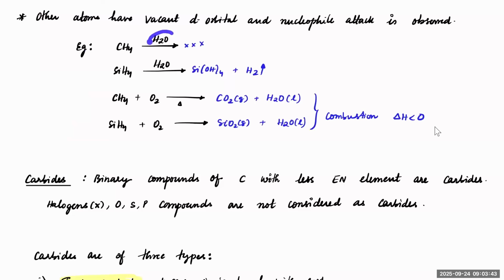Again, methane does not have an empty orbital, so it does not react with water. But silicon, germanium, tin, they all have empty orbitals, so water can attack them. And from the other side, H minus can take this H plus, convert into H2. And CH4 can give a complete combustion. SiH4 can give a complete combustion, and the enthalpy of combustion in both cases is negative. That means energy is released overall.